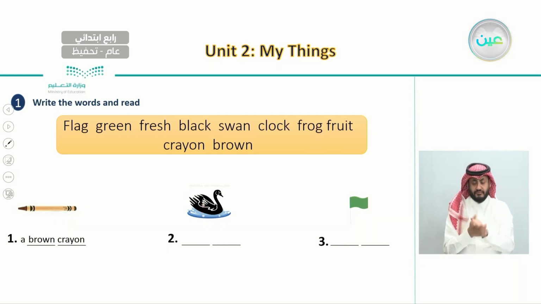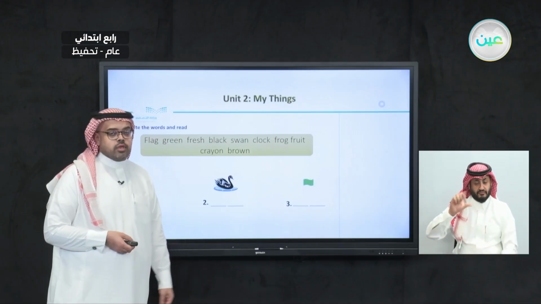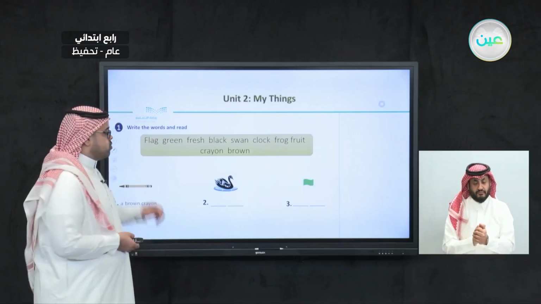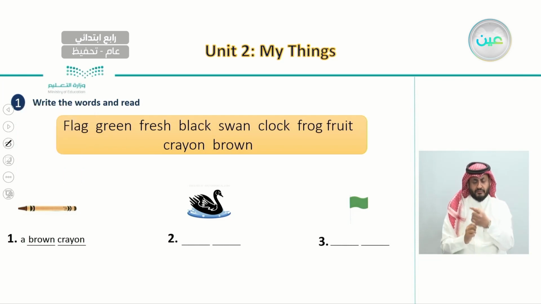The color of number 2 is black. Of course, it is black. So what do we call? Here we're going to cross first the words that we used. So this is a black, but black what?